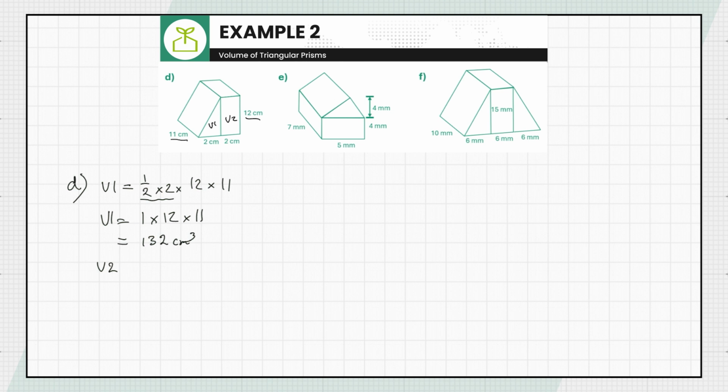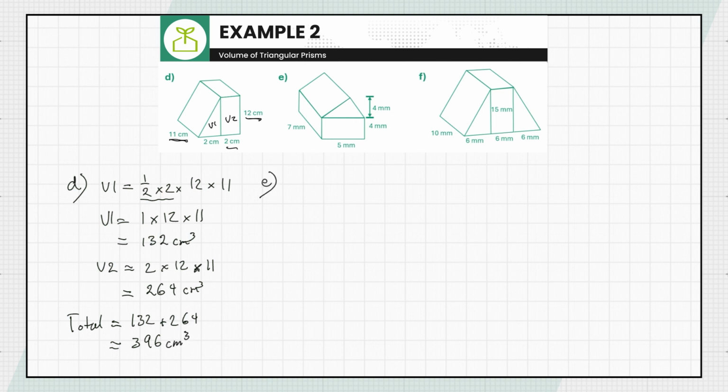Our volume 2 is just going to be a rectangular prism, so that's just going to be 2 multiplied by 12 will give us our base, and then we multiply by our depth or our height of our prism, which is going to be 11. So the end result is going to be 24 times 11, which is 264. So then the total volume is going to be 132 plus 264, which is just equal to 396 centimeters cubed.